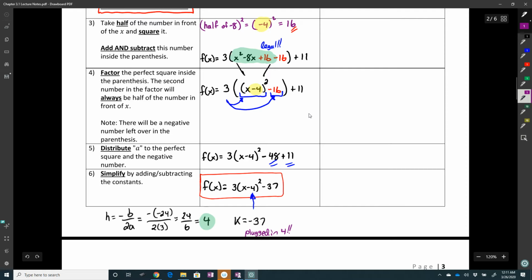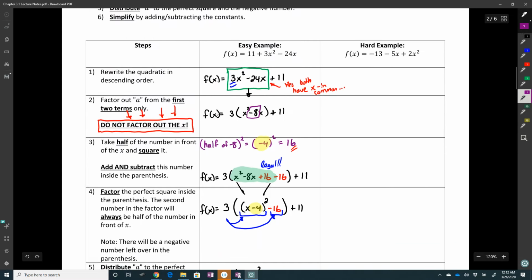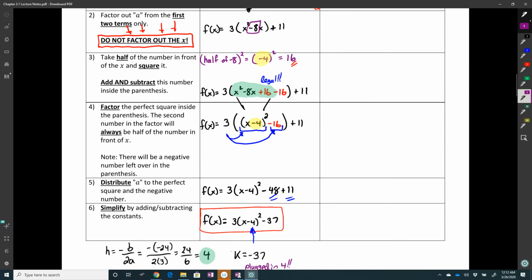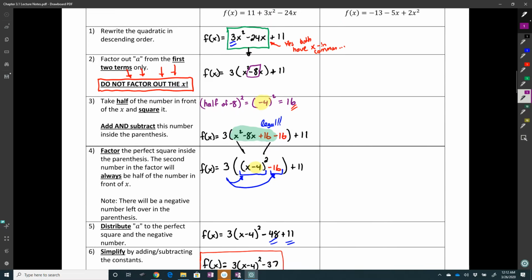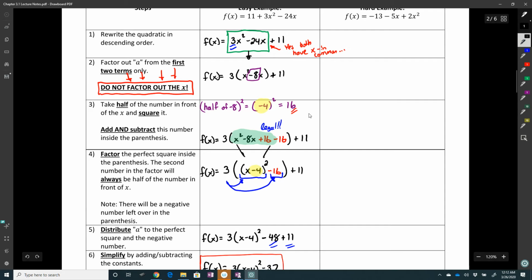So if you had done it the short way, you could have got the answer really easily. You just find your h, plug it in to find k, and then you can go straight to the answer. But this is all the math that's required behind the scenes. This is where the formula comes from. It's just a shortcut to avoid doing all 6 of these steps. All right, so let's go do it.